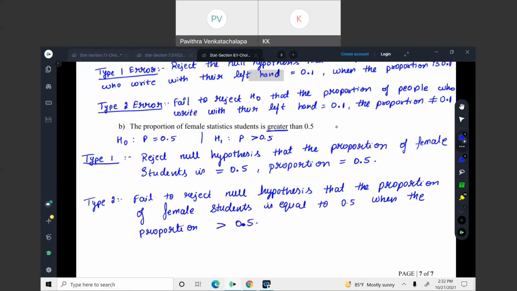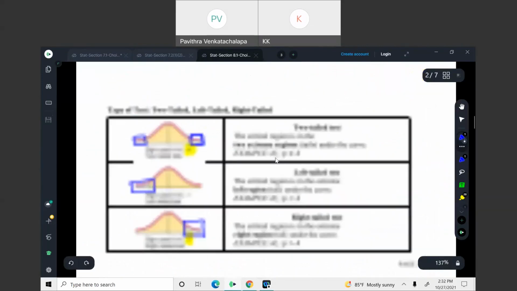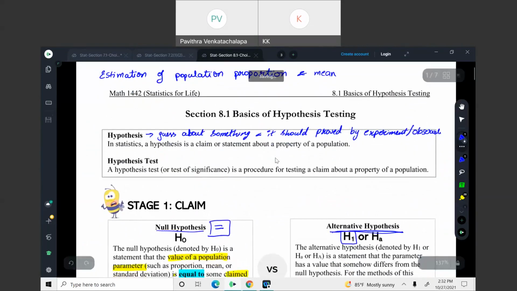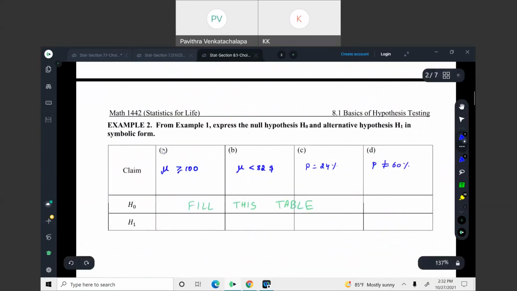So this will complete your section 8.1. I'll be posting this in the Blackboard. Go through the video and go through the notes, so you can ask me if you have any questions on Friday.